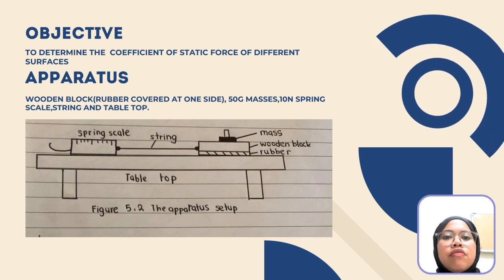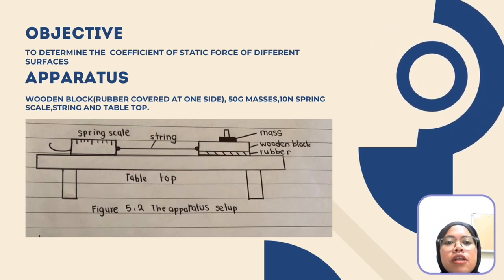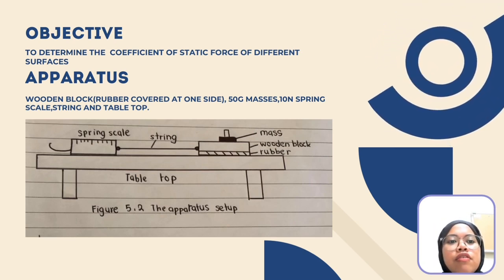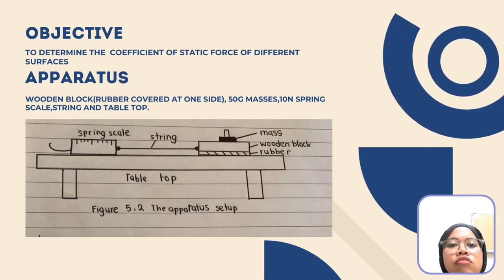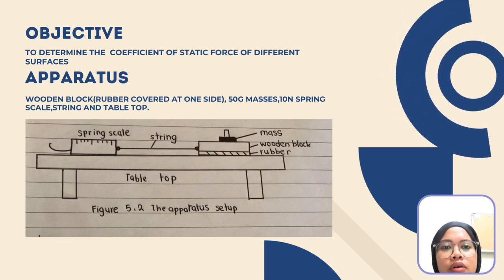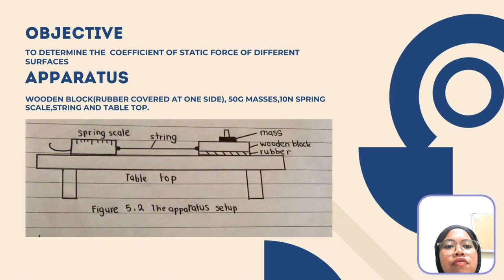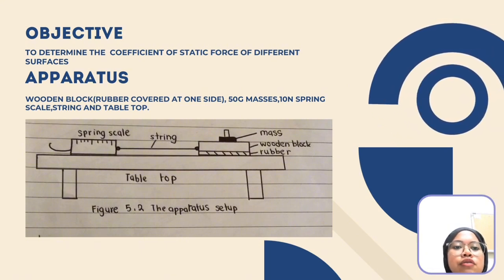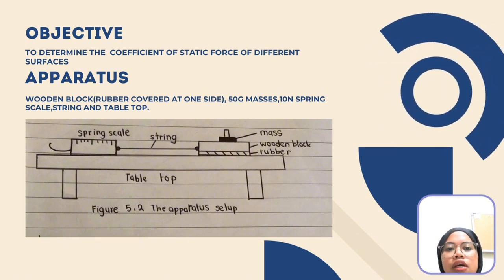The objective of this experiment is to determine the coefficient of static friction of different surfaces. The apparatus include a wooden block, rubber covered on one side, 50-gram masses, a 10 Newton spring scale, a string, and a tabletop.